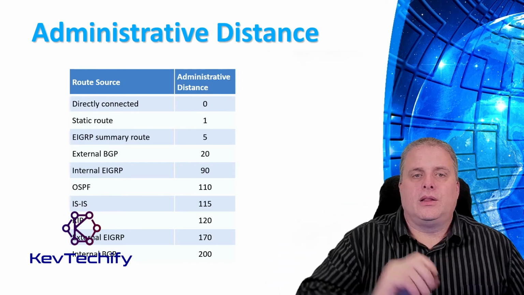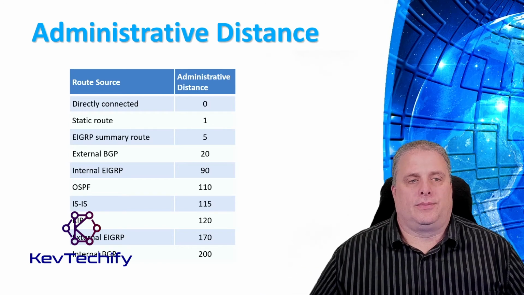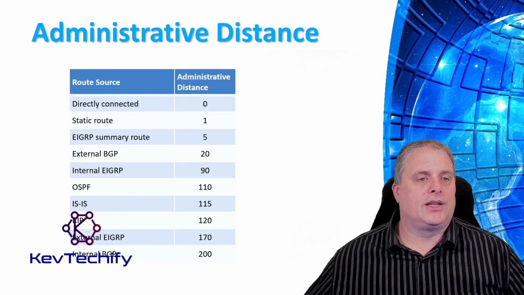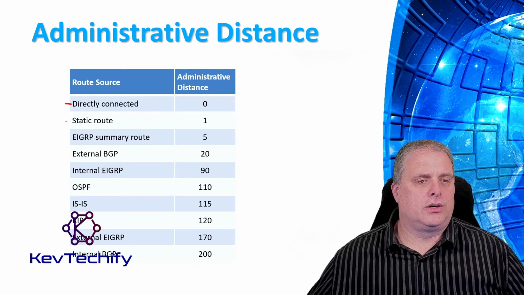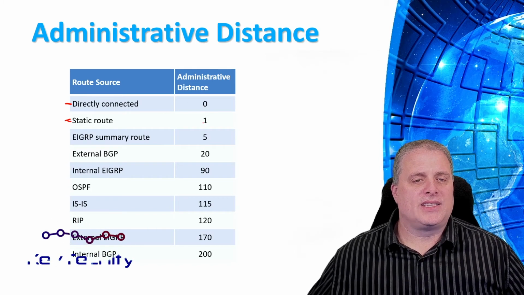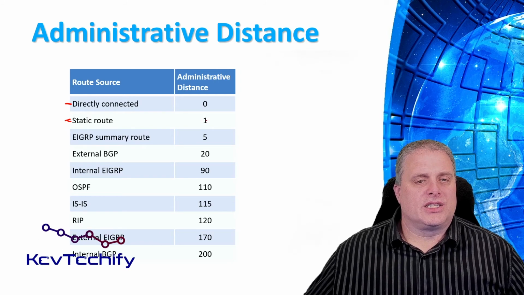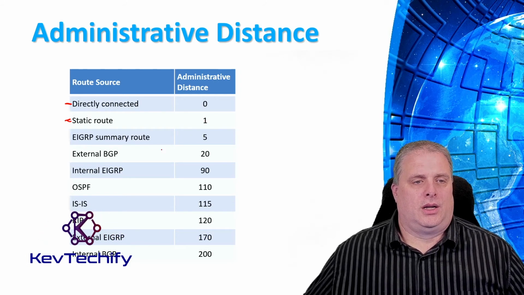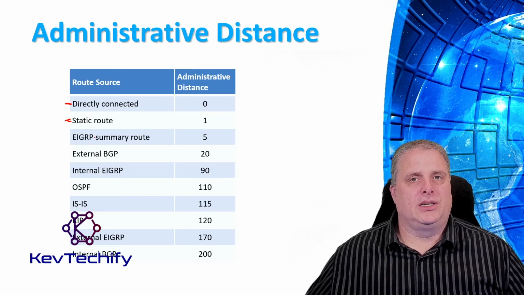For me, there's a handful of these you should learn. You should learn the directly connected networks. That has an administrative value of 0. You should learn the static route. That has an administrative distance of 1. The next couple you typically don't see unless you're an ISP when you get into this BGP.